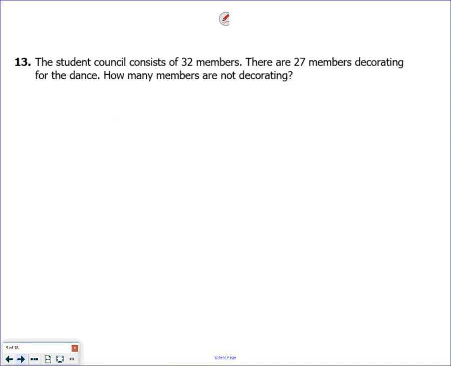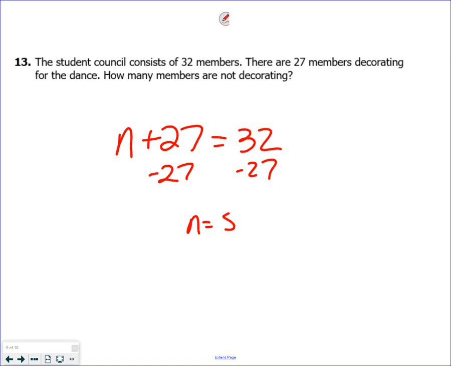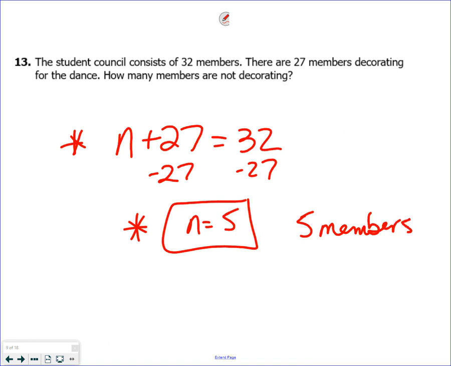The student council consists of 32 members. There are 27 members decorating for the dance. How many members are not decorating for the dance? So I have the members that are not decorating, plus the members that are decorating, adds up to 32. So inverse operation. This is a pretty easy problem to answer, but you must give me an equation and you must give me a solution. Okay? It's not just about the answer on this one. It is about writing the equation out and writing out the solution. Now, this is a word problem, so you're talking about 5 members.